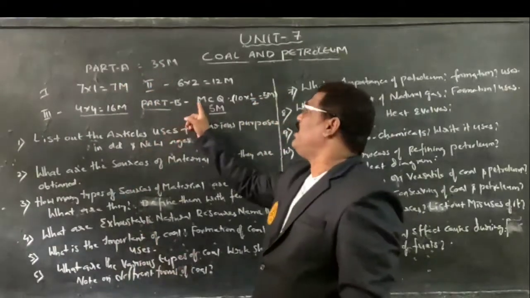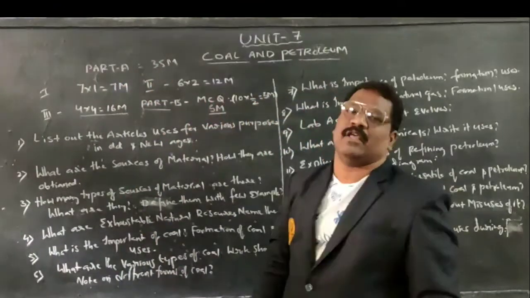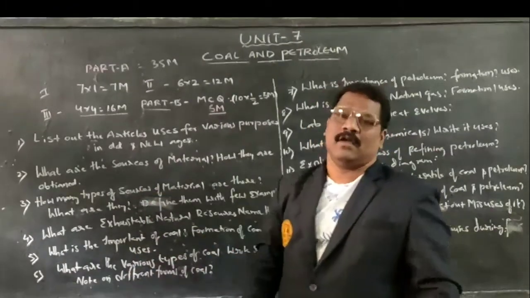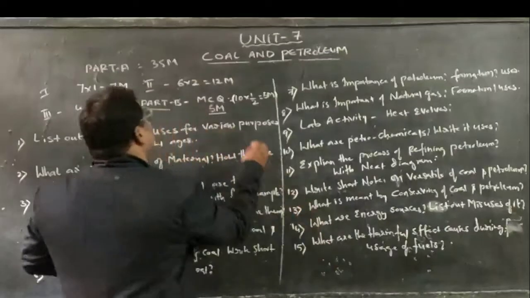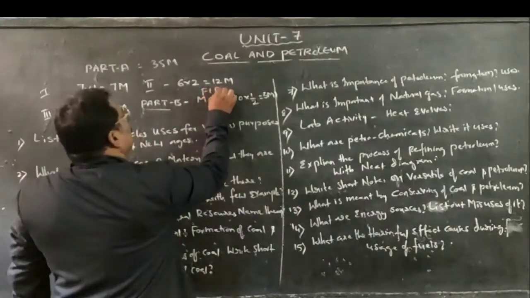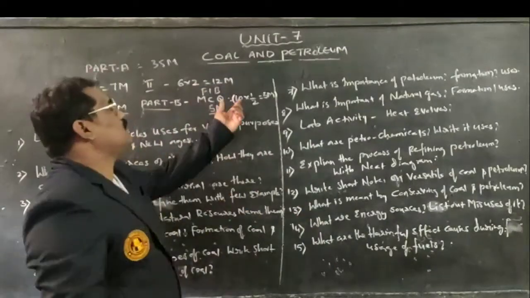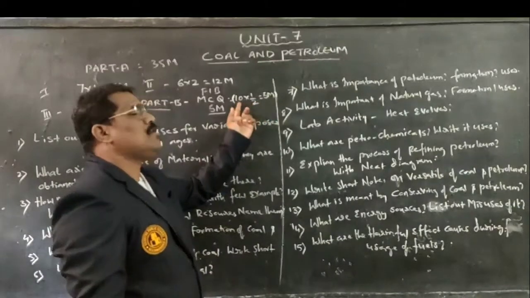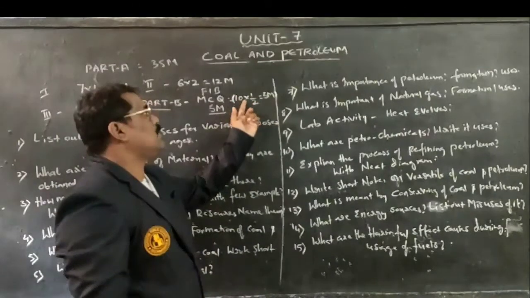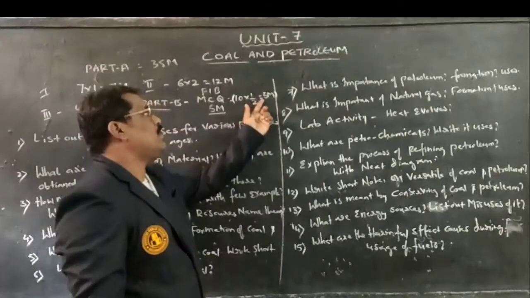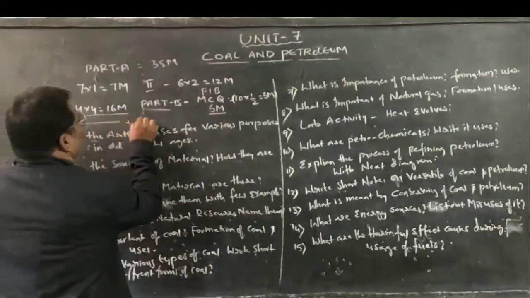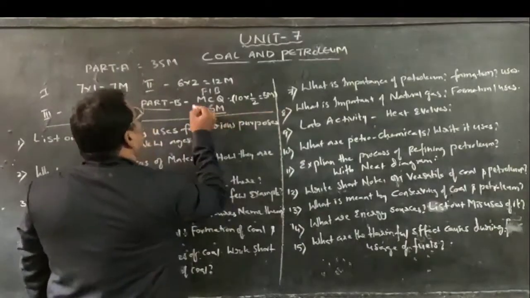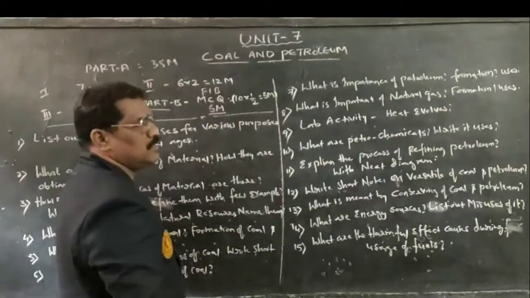When it comes to Part B, multiple choice questions will be there, but in our examination we are giving FIB, that is, fill in the blanks. How many questions will be there? 10 questions. Each question is of half a mark, equal to 5 marks. This is the examination pattern we are following for 8th class.